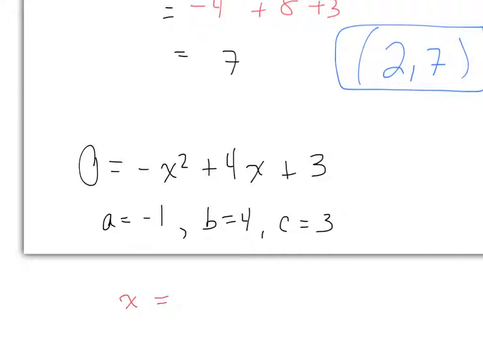Good. What do you got? Give me some like 4 decimals at least for now. Negative 0.6457. Okay. The other? 4.6457.